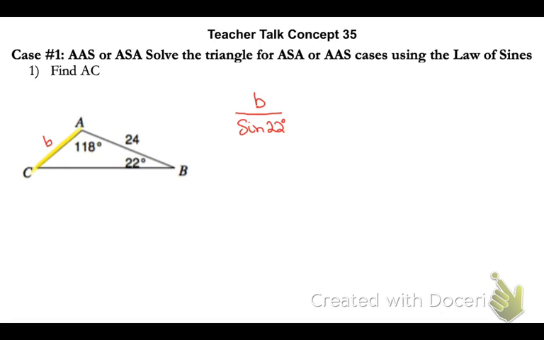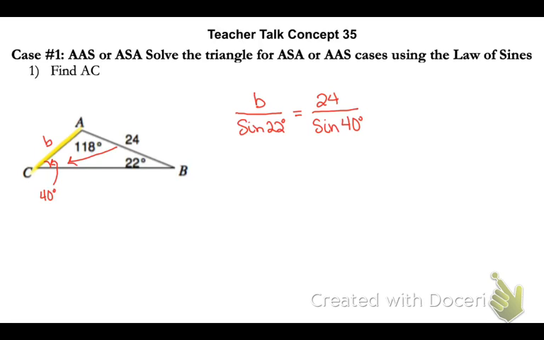So we're going to go ahead and set up our problem, B over sine of 22, and set it equal to 24, which is the other side length we're given, over, but we need its angle measure. Remember that the three angles of a triangle add up to 180. So if we know two angles, we know the third. And if you subtract 118 and 22 from 180, you're going to get 40 degrees.